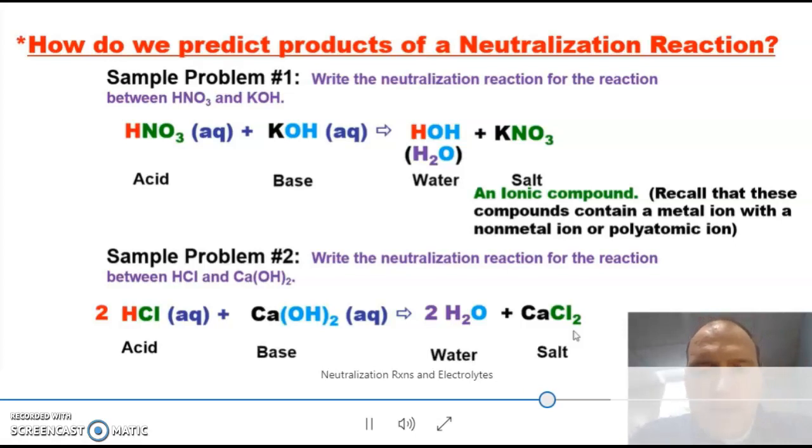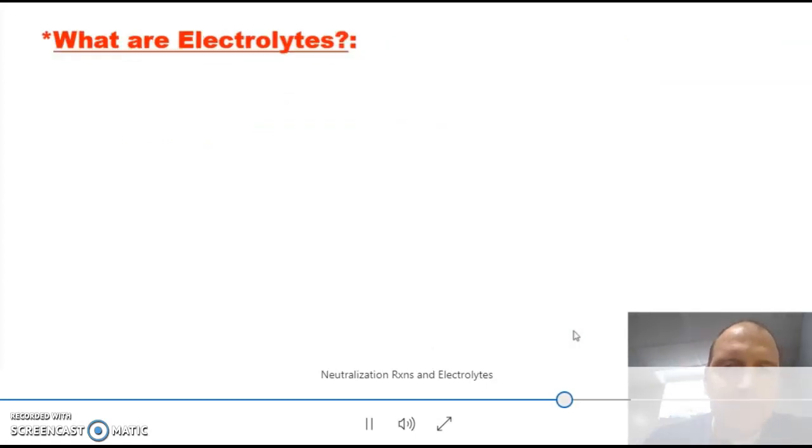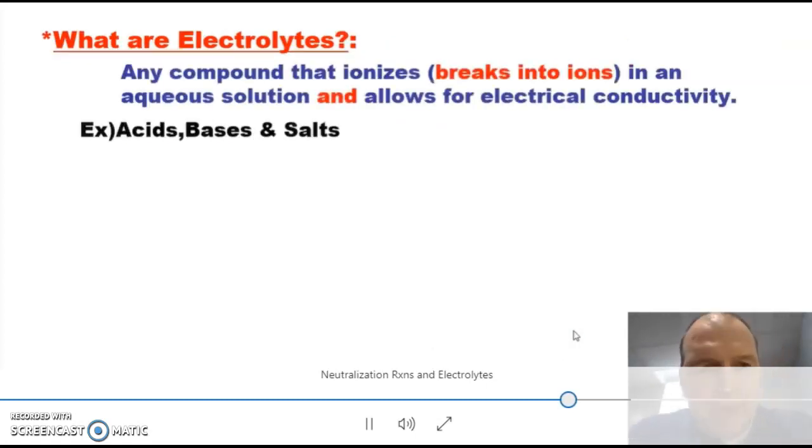Now, the next aspect is the idea that you saw when you were seeing these reactions take place. Acids, bases, and salts all together in this neutralization reaction make up an electrolyte. So basically, extending our understanding from Unit 7. An electrolyte, as we already know, is a compound that ionizes or breaks into ions in an aqueous solution, allowing for the conductivity of electricity. So acids, bases, and salts all do this.